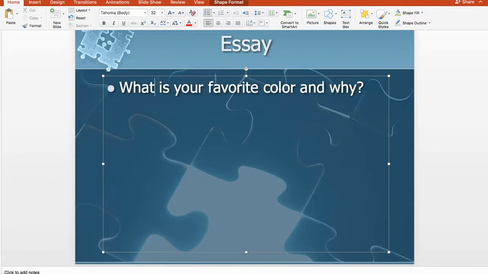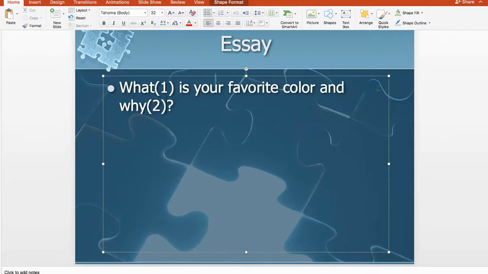So we're going to look at the verbs. We've got a what. The first thing it's asking us to do. And it's also asking us why. And this is about the favorite color. So we're going to answer what the favorite color is and why the favorite color is.